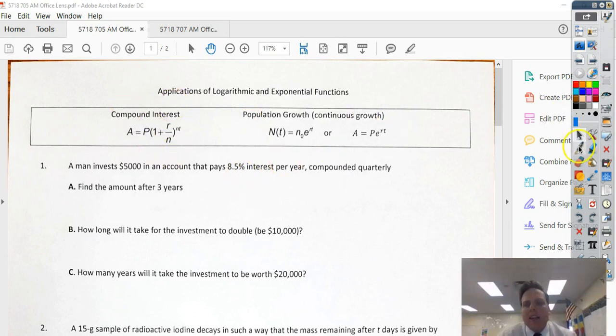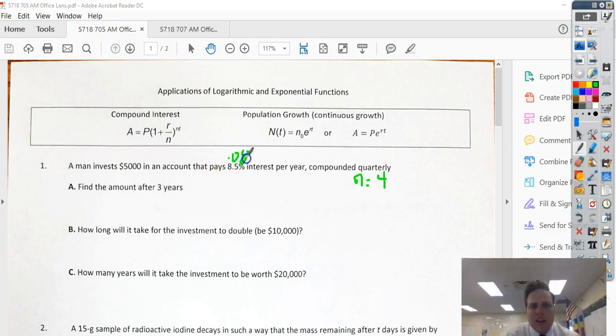Part 1A tells us that a man invests $5,000 in an account that pays 8.5% interest per year, compounded quarterly. That means every 3 months, but there are 4 quarters in a year, so n equals 4. Compounding quarterly means you compound 4 times a year, because if you quarter something, you're splitting it into 1/4, kind of like you have 4 quarters in a dollar. And interest, 8.5%, would be 0.085.